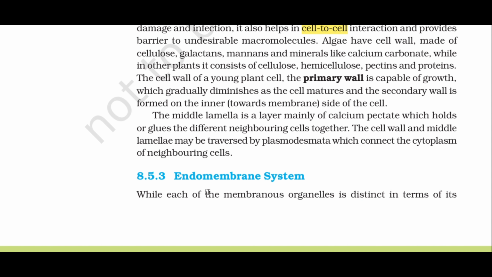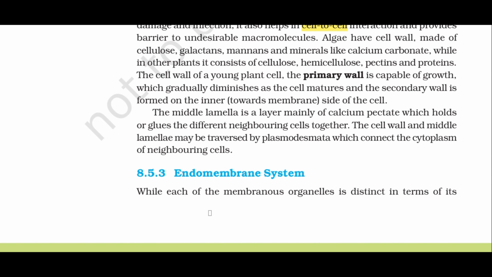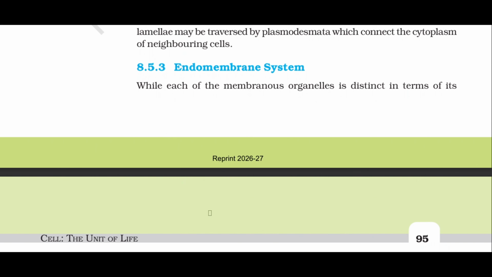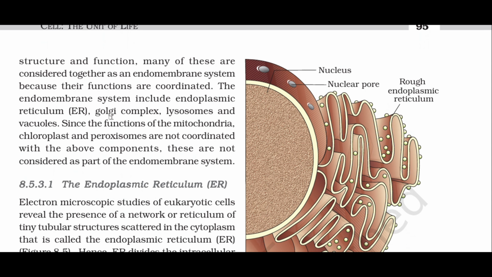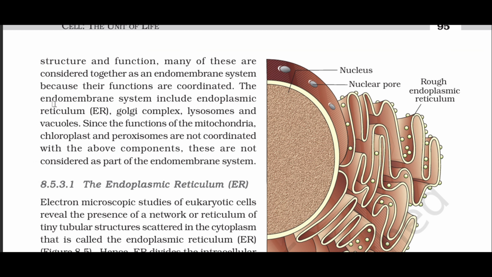8.5.3 Endomembrane system. While each of the membranous organelles is distinct in terms of its structure and function, many of these are considered together as an endomembrane system because their functions are coordinated. The endomembrane system include endoplasmic reticulum, ER, Golgi complex, lysosomes and vacuoles. Since the functions of the mitochondria, chloroplast and peroxisomes are not coordinated with the above components, these are not considered as part of the endomembrane system.